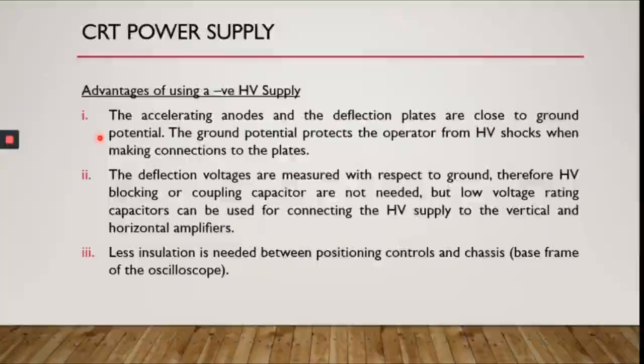Now these are the advantages of using a negative high voltage supply. Number one, it protects the operator from high voltage electric shocks. Number two, it minimizes the use of blocking or coupling capacitors. And number three, because the deflection voltages are measured with respect to ground, there is less insulation required between positioning controls and the cases because it's isolated. The negative power supply is only for the electron gun, so it's isolated. They require less insulation, so the cost of fabrication is much cheaper.